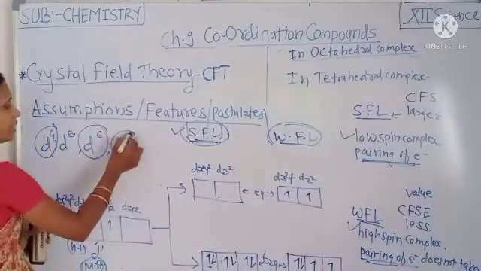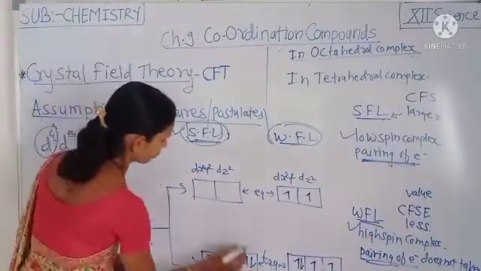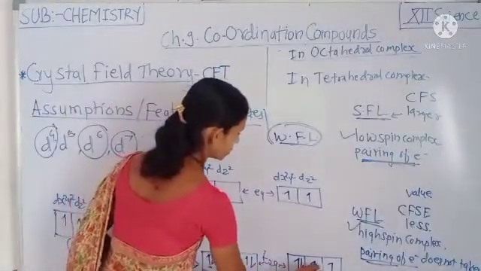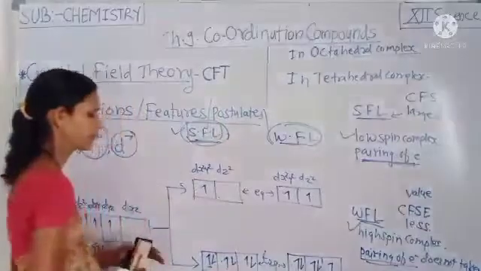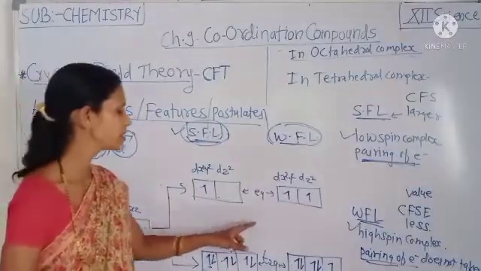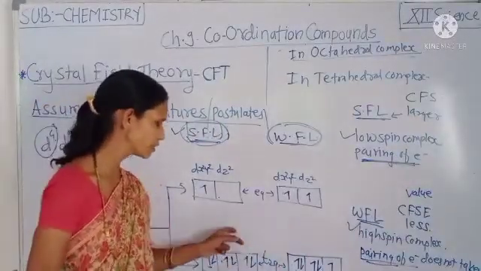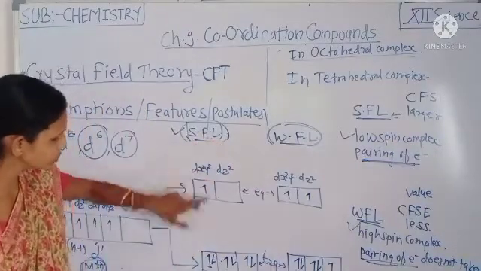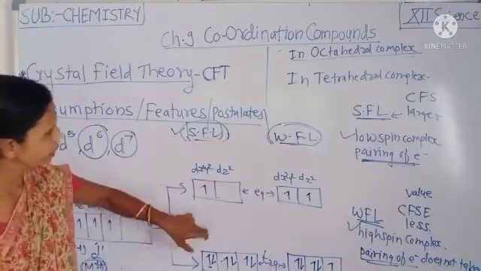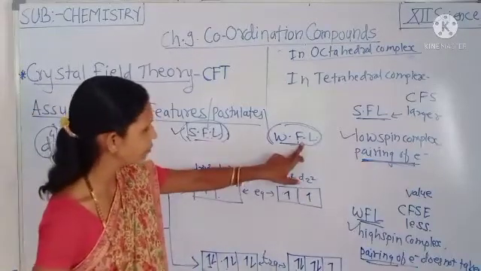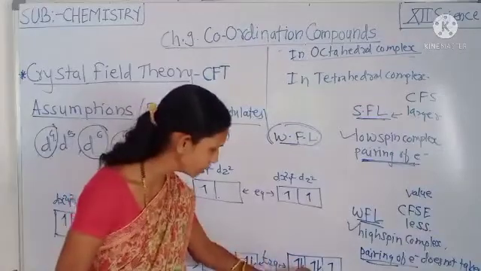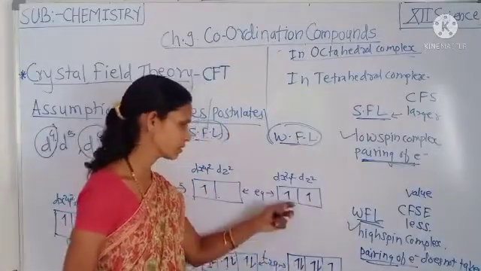Similarly, for d7, the 7th electron enters here, and here the seventh electron enters here. Therefore, there is a difference in the electronic configuration: when strong field ligands approach, it forms the low spin complex, and if weak field ligands approach the metal ion, then it forms the high spin complex.